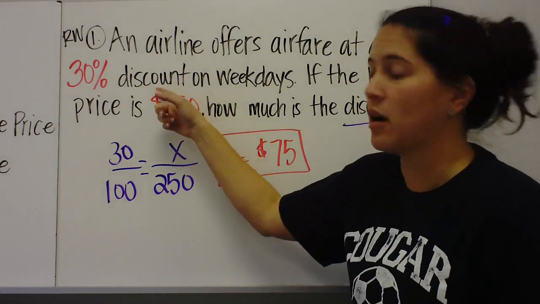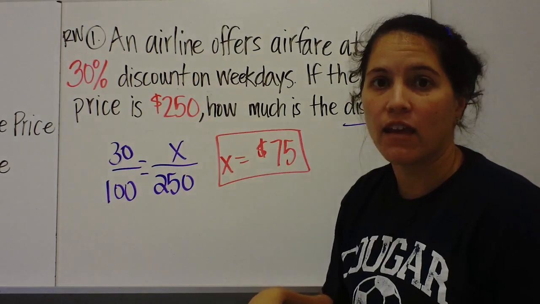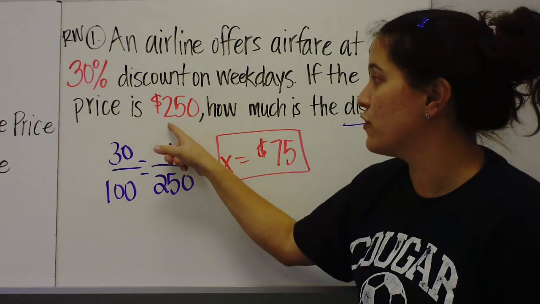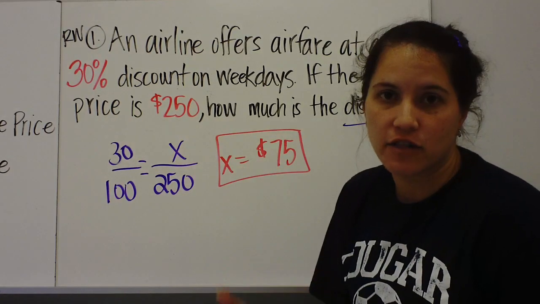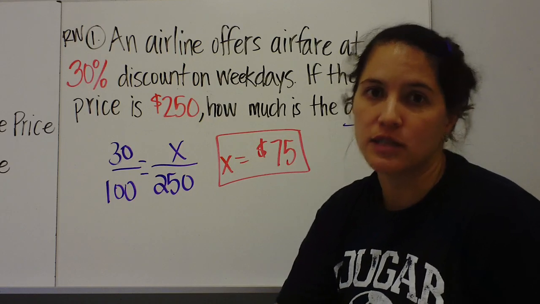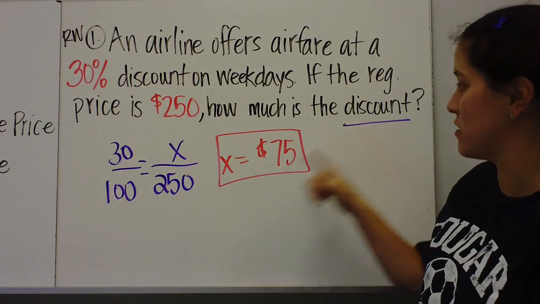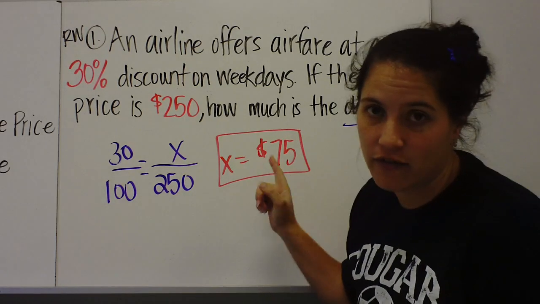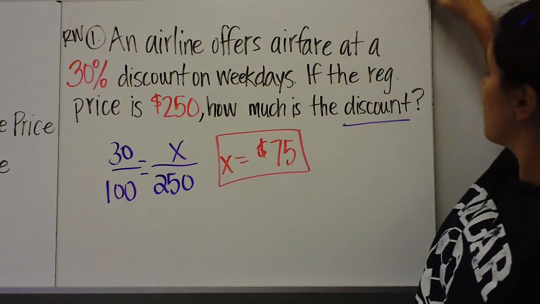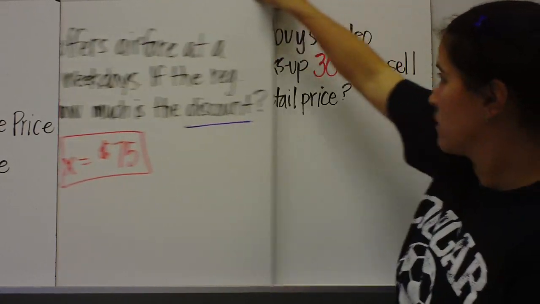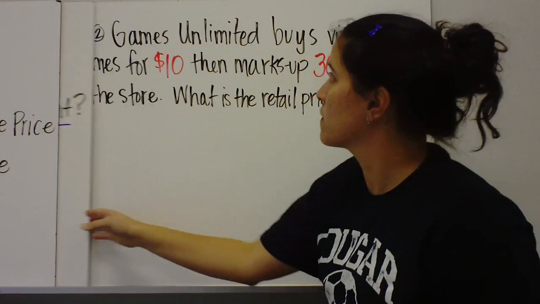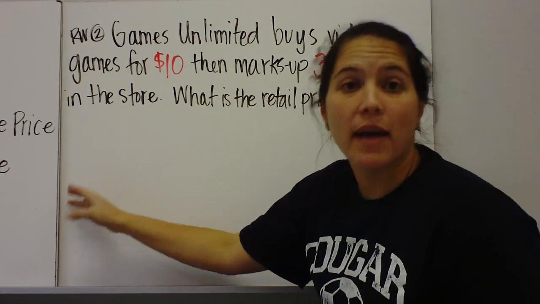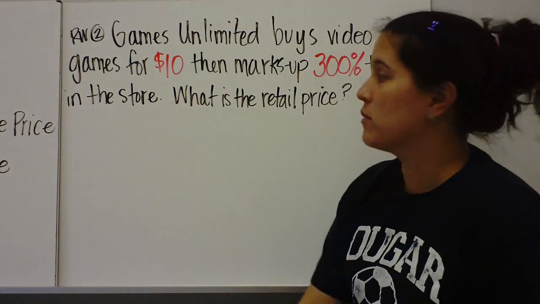So discount, does that mean our price gets higher or lower? It gets lower. So we would do $250 minus 75 if you wanted to find out the new price. But the question's asking you for the discount. So the discount is $75. Okay. Now make sure you are writing down all these word problems.